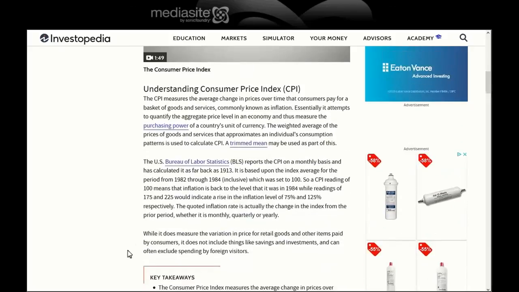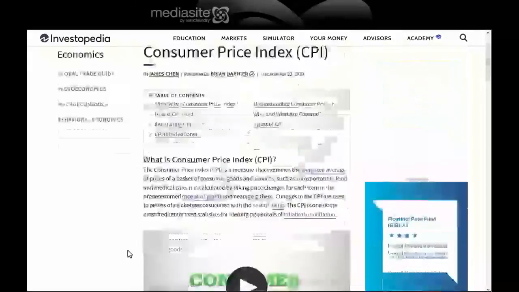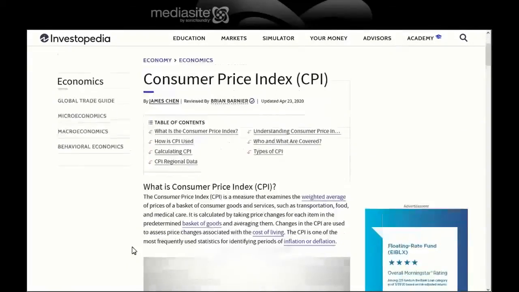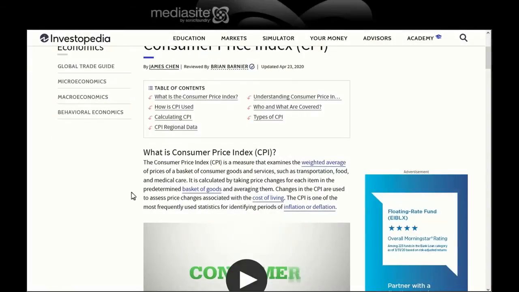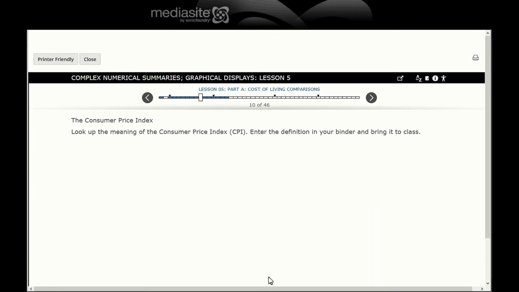Okay. If I remember right from my days learning this stuff, pretty much CPI can be generalized as everything but housing. Whatever things cost you, it's pretty much everything but housing cost. All right. So get it in your binder. And that's what the next slide is.